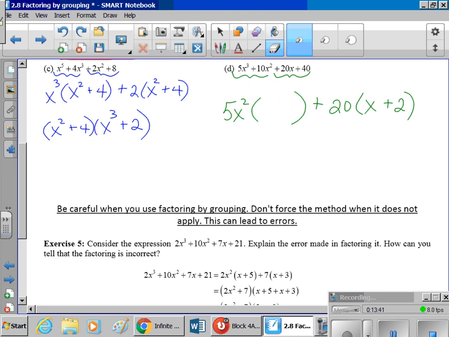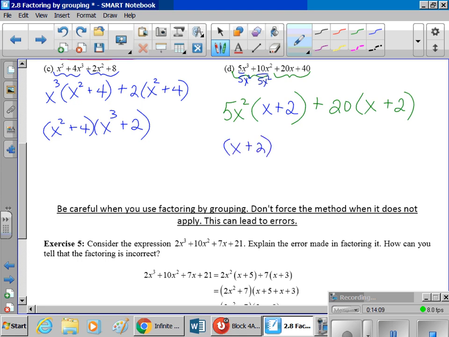When I take out a 5x squared, I get x plus 2 here. So it just goes to show you that not everybody makes everything perfect the first time around. You're allowed to make mistakes, and you're gonna make mistakes. I make mistakes all the time, but I recognize what it has to look like because I know that I have to factor out that group. In this case, it's x plus 2, and then I'm left with 5x squared plus 20.